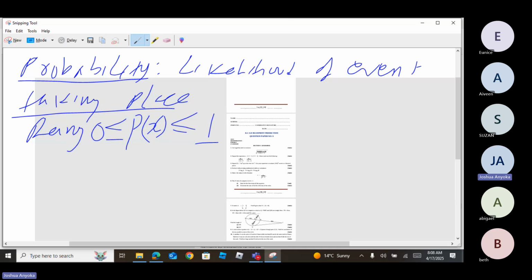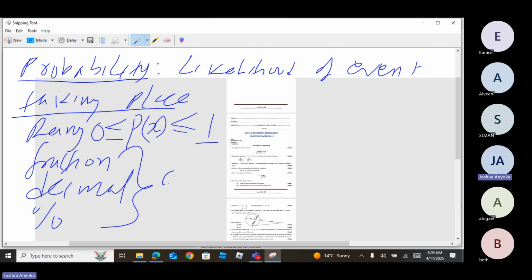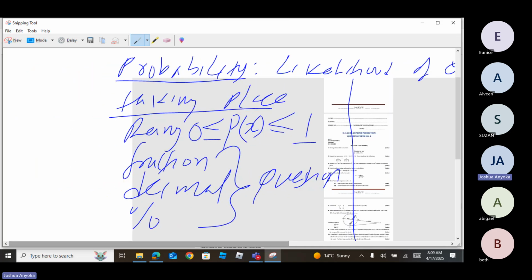And this probability can be stated as a fraction. It can be stated as a decimal. It can be stated as a percentage. All this depends on the equation. So if the equation is giving us probabilities in terms of fractions, it is good if you give the probability as fractions, or as decimals. You can give any form unless you are instructed.